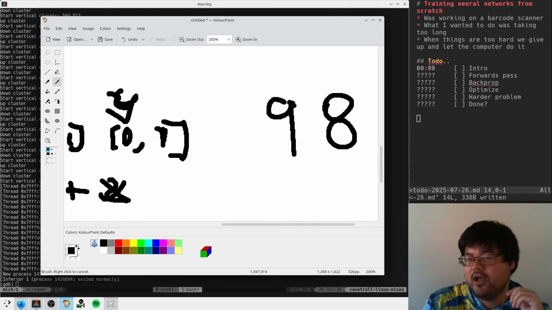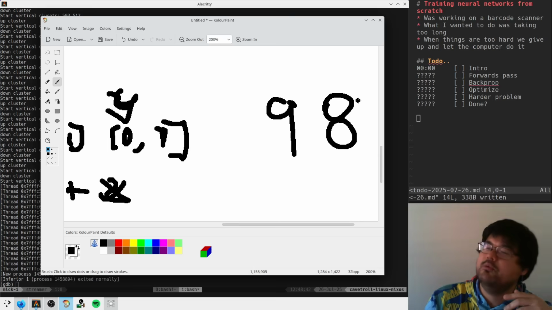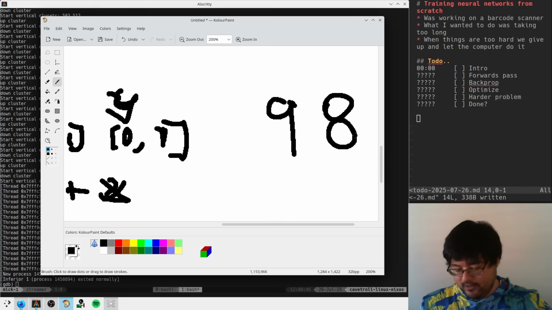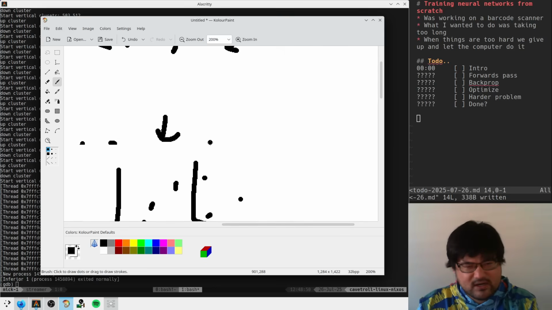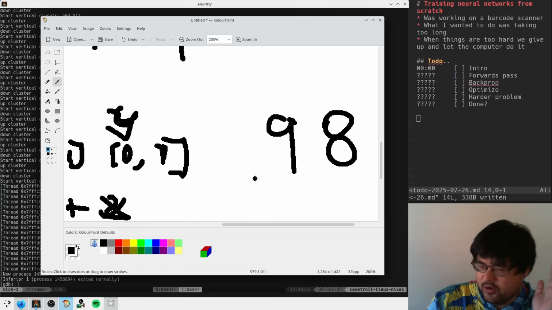But both a 9 and an 8 might have an attribute that says there's a circle at the top. So 9 might be a circle at the top plus a line on the side, and 8 would be a circle on the top and a circle on the bottom. And you can build up to this by multiplying zeros and ones together. So that's my understanding of what is supposed to be going on here.